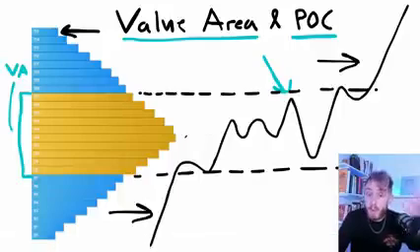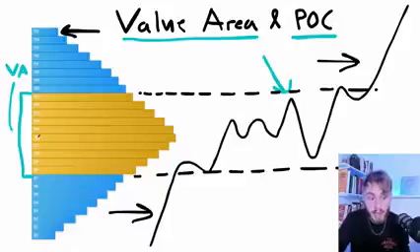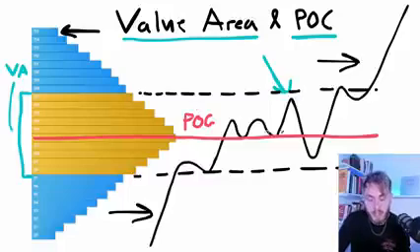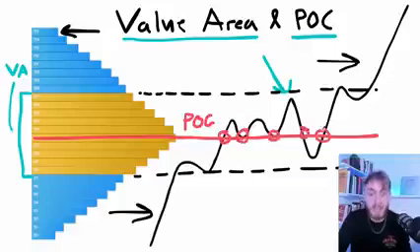But then we also have the point of control. Remember, the point of control is the exact level with the most volume traded. In this case, we can see that the most volume traded was this bar right here. The tallest bar is the most volume traded, and so this is our point of control. It makes sense, because the price touched right here, right here, right here. You can see lots of trading has been taking place on this price level.